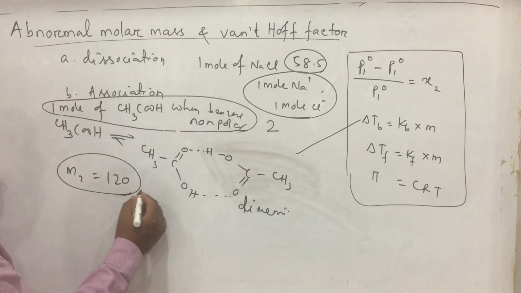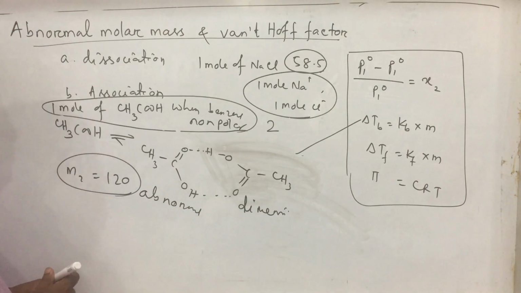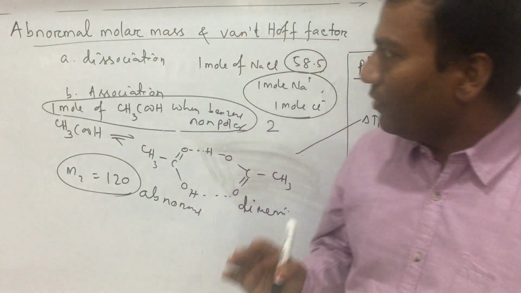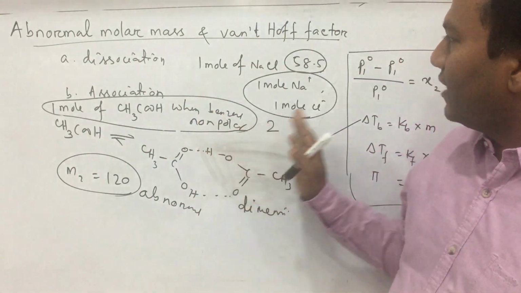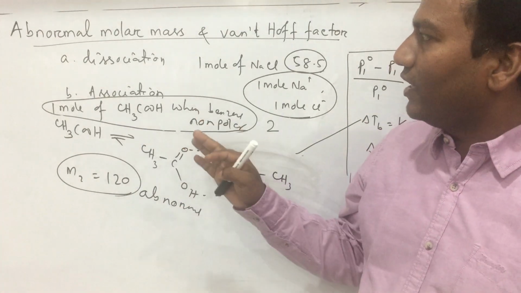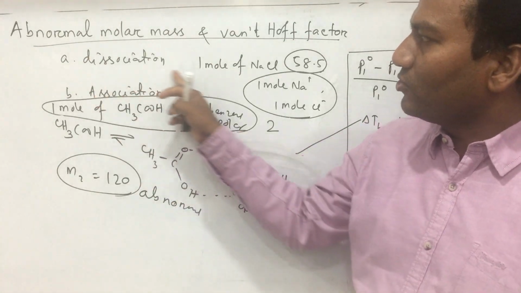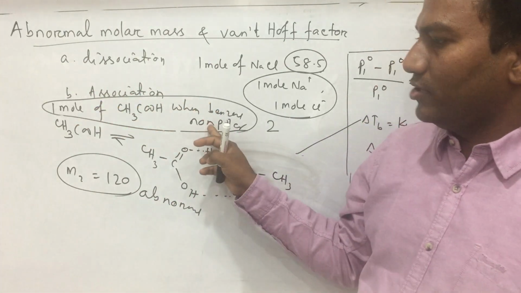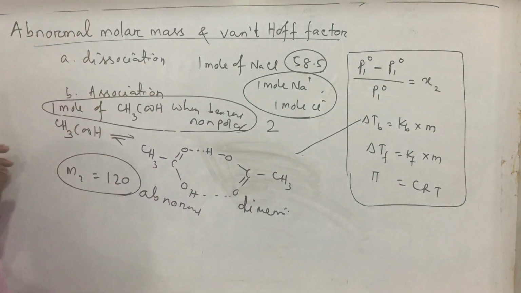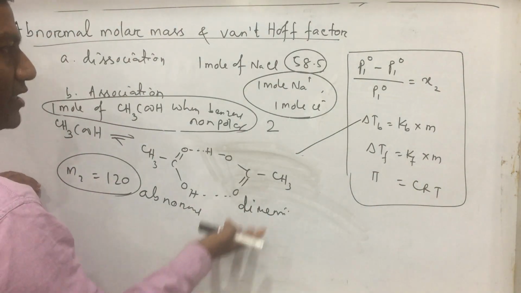Clear? So this is known as abnormal molar mass. Got the idea? So why is abnormal molar mass coming? When the solute is a non-electrolyte, there is no abnormal behavior. But when the solute is an electrolyte, abnormal behavior is coming due to dissociation and due to association. From dissociation, molar mass reduces, and in association, molar mass becomes twice.